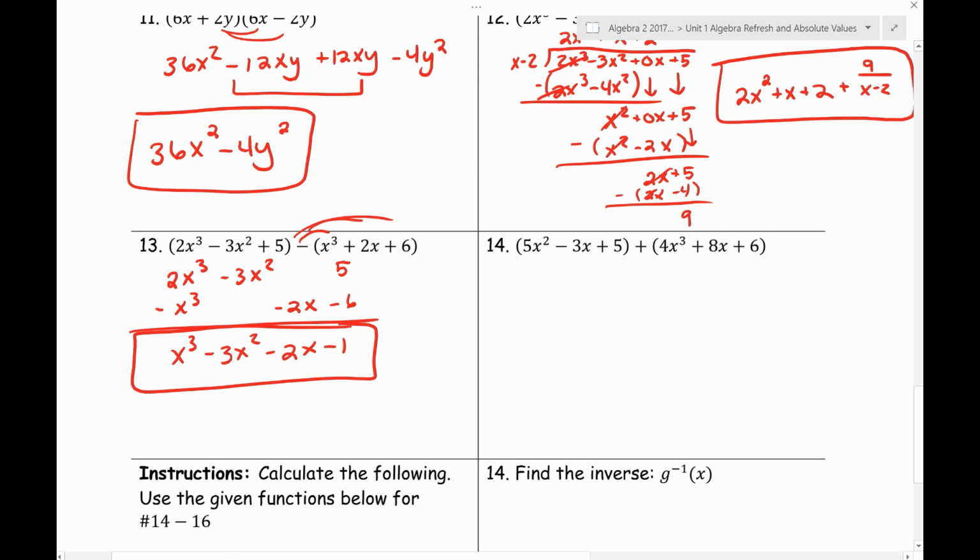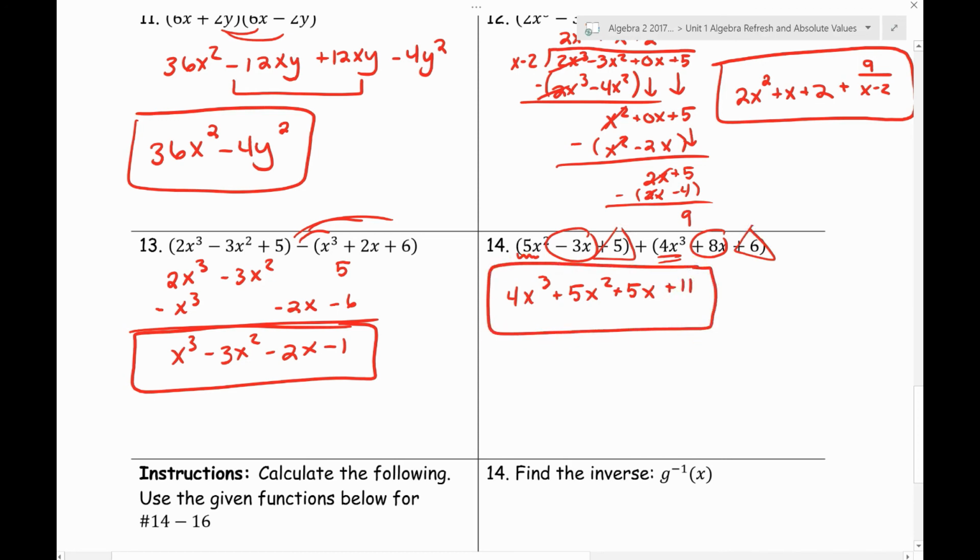Okay, and I'm going to combine like terms. I've got some like terms here. Let's see. Actually, I don't have any like terms with the cubes, so I have 4x cubed. I've got a 5x squared. I do have linear terms that I can combine. 8 minus 3 is a positive 5x. And 5 and 6 makes 11. So I get 4x cubed plus 5x squared plus 5x plus 11.